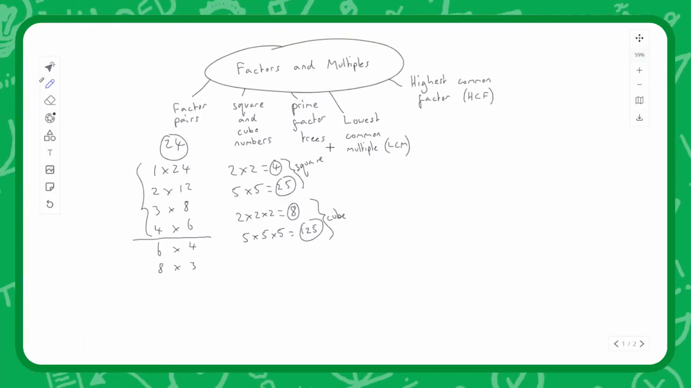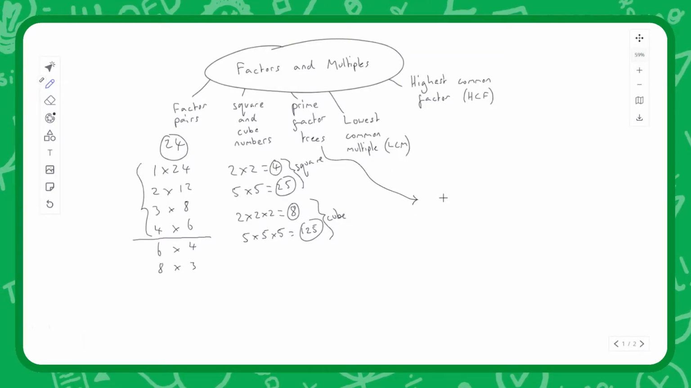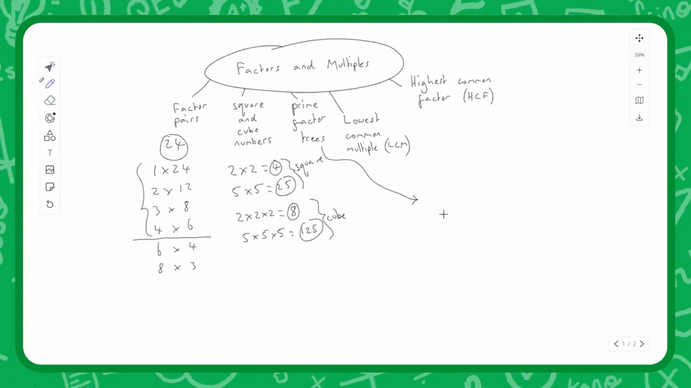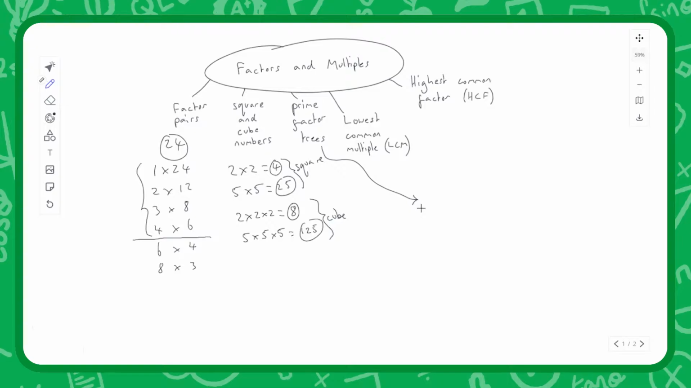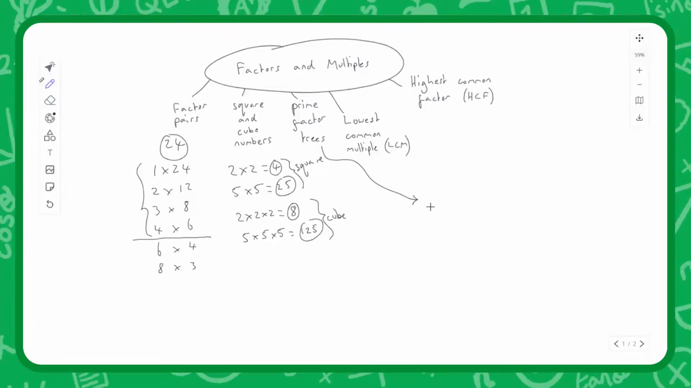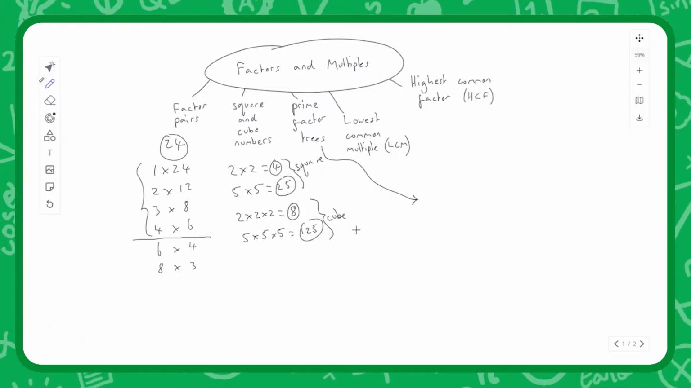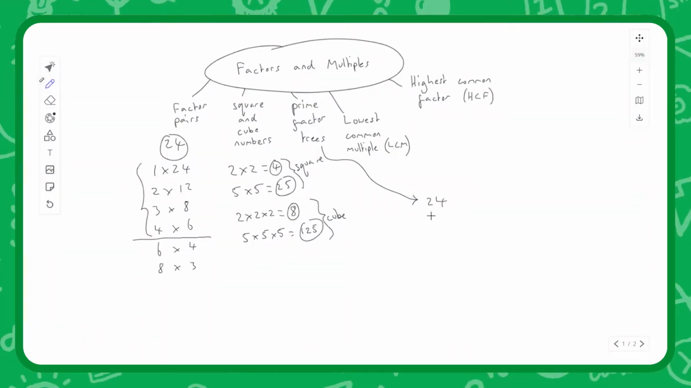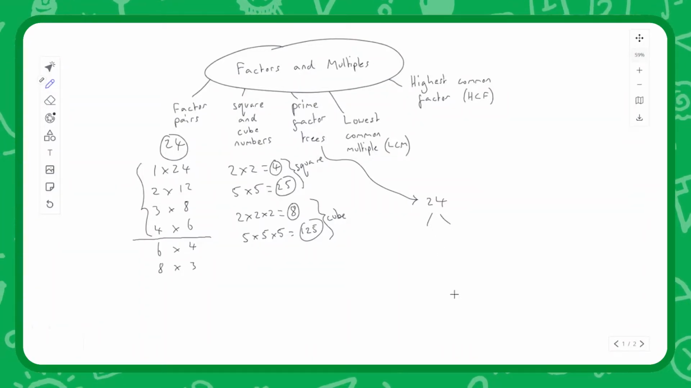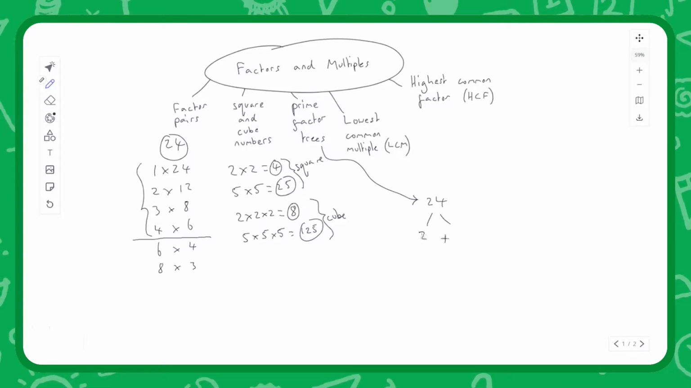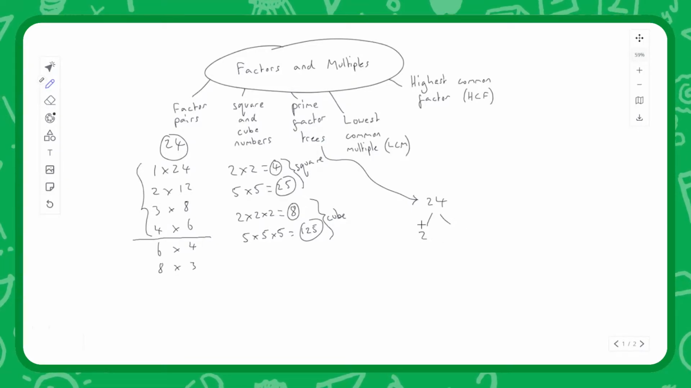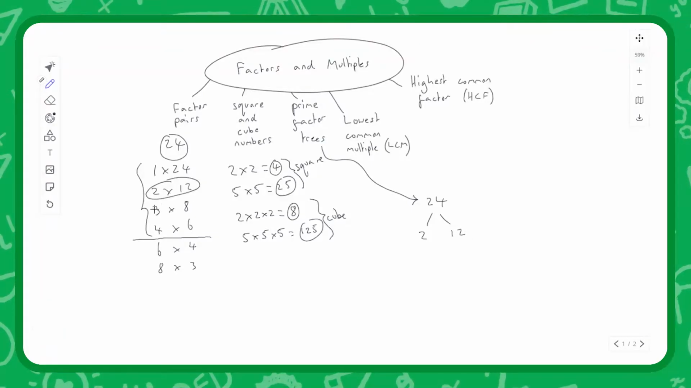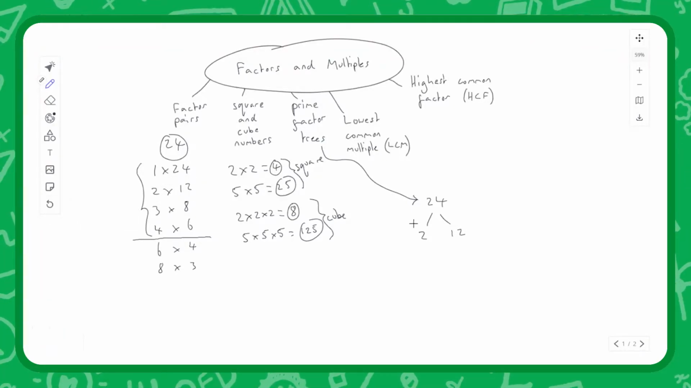I'm going to take prime factor trees over here. Prime factor trees are where we break down a number into smaller and smaller numbers until we can't break it down anymore. So for example, let's continue on with 24. I split 24 up into 2 numbers, and normally we just pick 2 and something else. So in this case, it's going to be 2 times 12, because I know from my factor pair that 2 times 12 gives me 24.